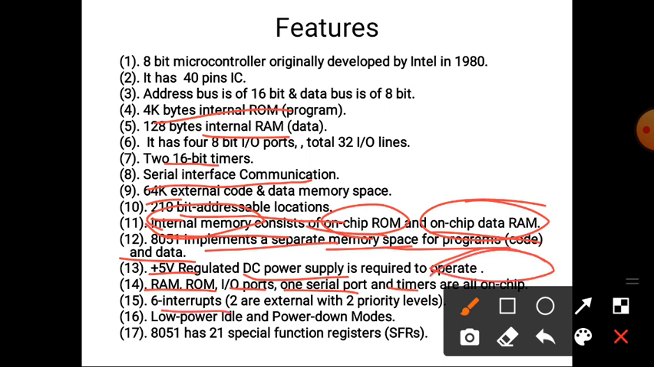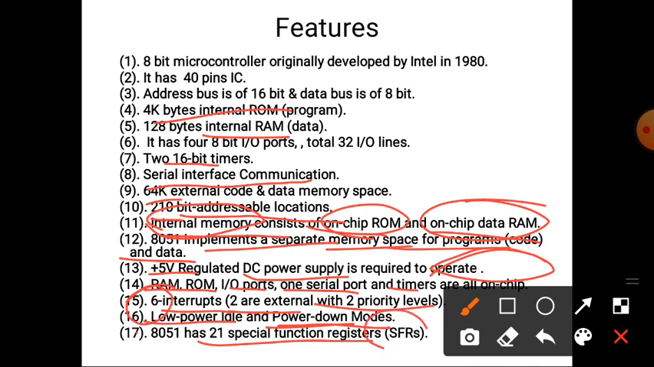And there are interrupts. How many interrupts are there? There are 6 interrupts, out of which 2 are external and the remaining 4 are internal, and it has priority levels. Then the 8051 operates in 2 power modes: low power idle mode and power down mode. And it has 21 special function registers.